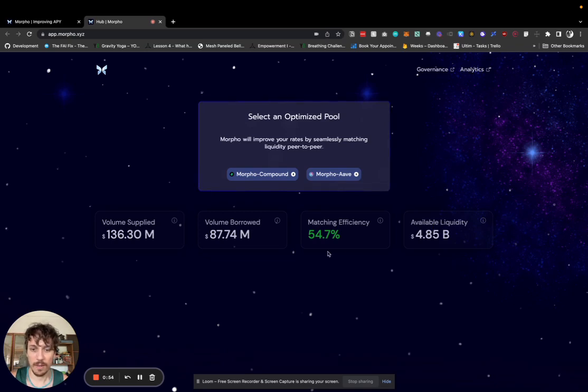I really like about this that they use the tooltips, so I would be able to see more details on each one of these. So I have the volume supplied, volume borrowed, matching efficiency, the percentage of borrowed volume matched peer-to-peer with suppliers on the markets where peer-to-peer is enabled. So some market is, some it is not. And then you have the available liquidity. So yeah, I definitely really like that.